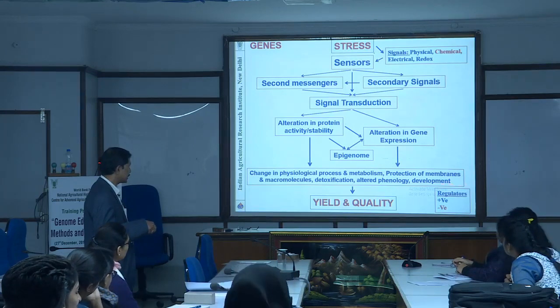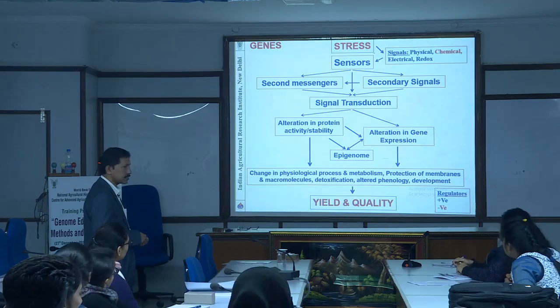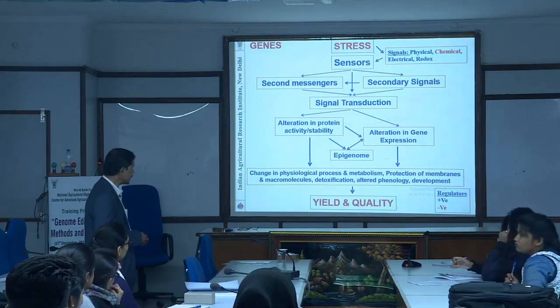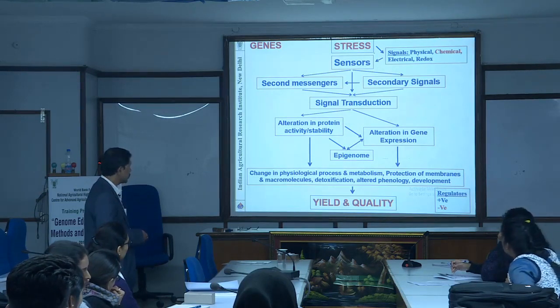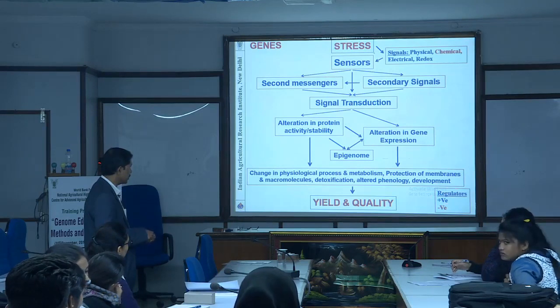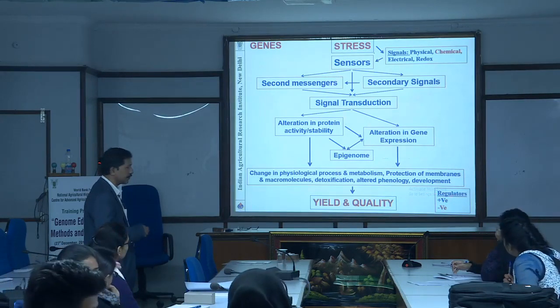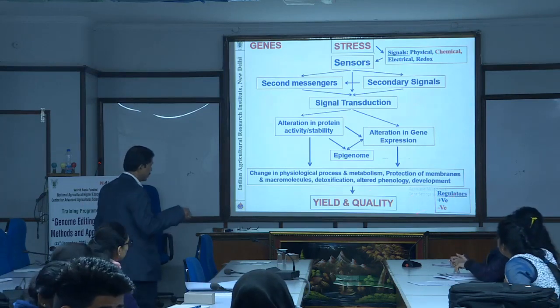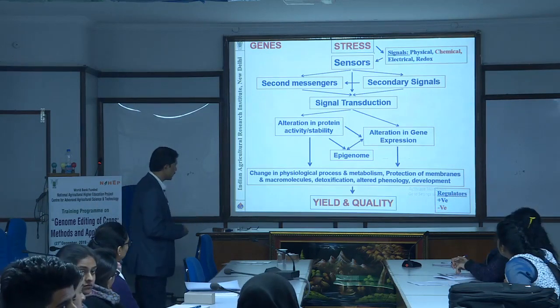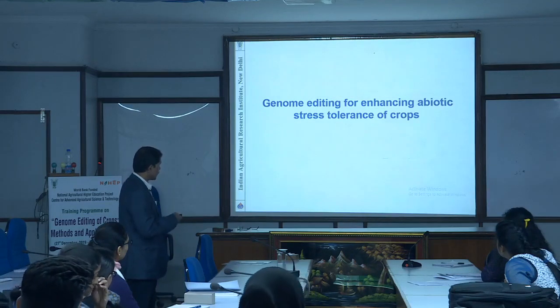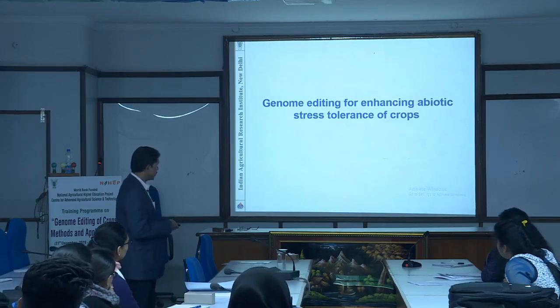So if we can select either the positive regulators or negative regulators for editing the genome. If you are using a positive regulator, then we need to enhance the expression. Or if you are using a negative regulator, we have to down-regulate the expression. So now we will see some examples of genome editing.